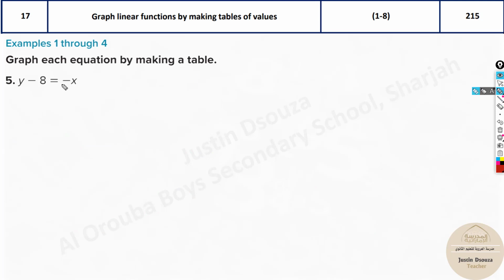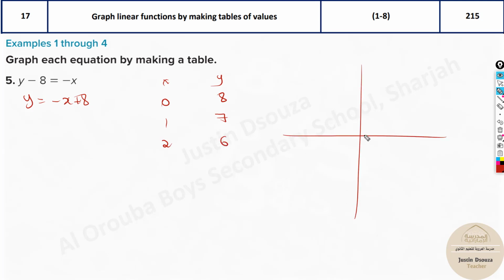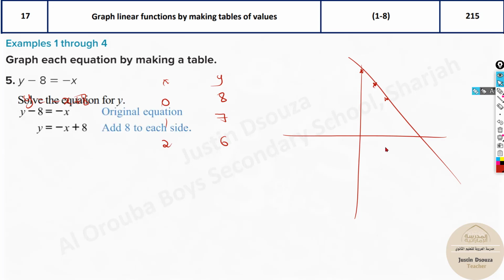Now over here, how do you do it? First rearrange this and write y equals minus x plus 8. Now assume x values 0, 1, 2. Substitute x as 0, y is 8. Substitute 1, y is 7. 2, y is 6. Then just graph. When x is 0, y is 8. Next, when 1, 7, 6. Draw a line. That is the graph.